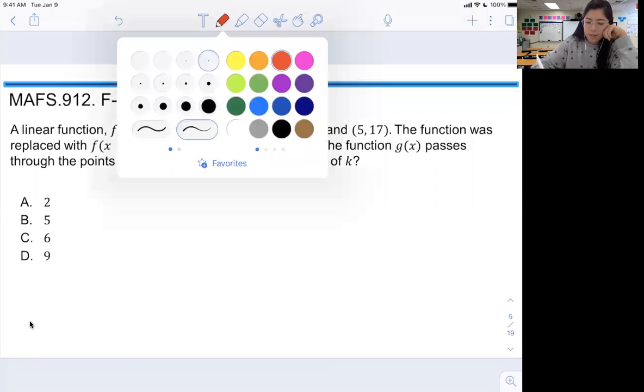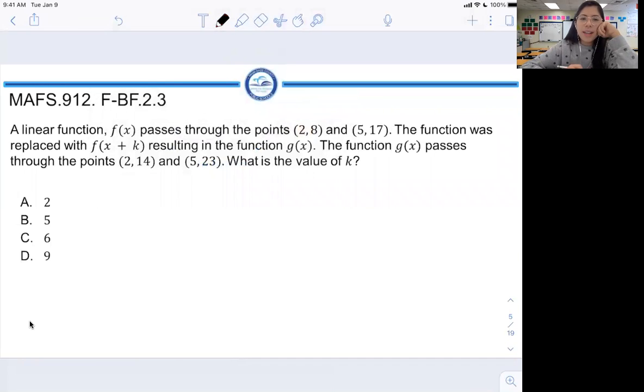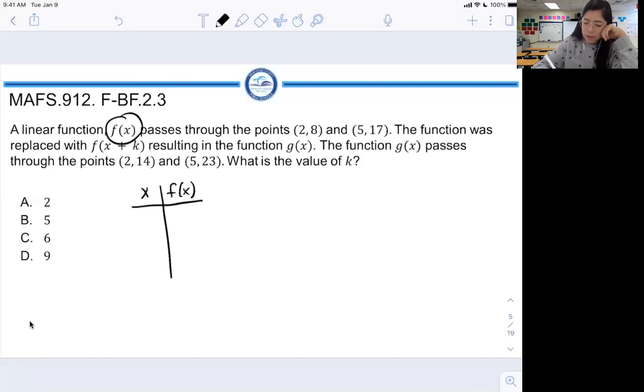Cool. Okay. So this one's a little hard because they don't really give you an equation. They don't really give you a graph to look at. They don't even give you a table. They just give you coordinate points, right? But when I see coordinate points like these, I like to make it a little bit easier for myself. I like to put them in a table. So in the first one, for f of x, we have 2 coordinate points. That's 2, 8 and 5, 17.